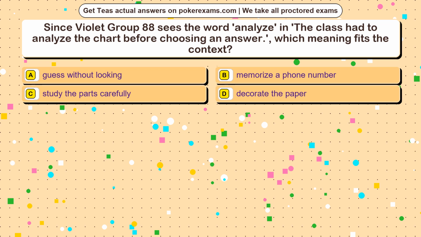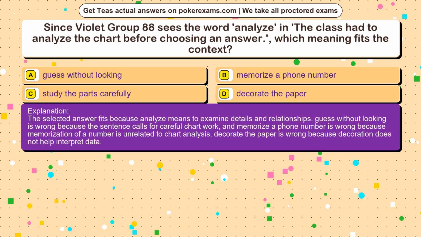The correct answer is option. The selected answer fits because analyze means to examine details and relationships. Guess without looking is wrong because the sentence calls for careful chart work, and memorize a phone number is wrong because memorization of a number is unrelated to chart analysis. Decorate the paper is wrong because decoration does not help interpret data.